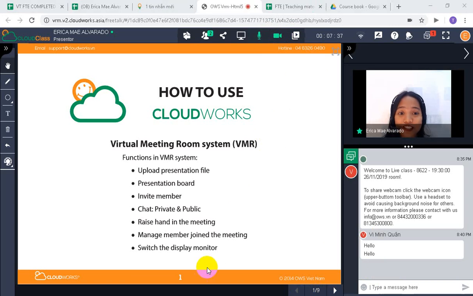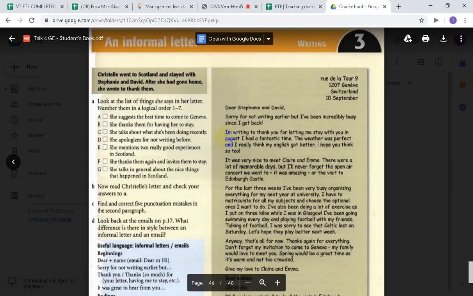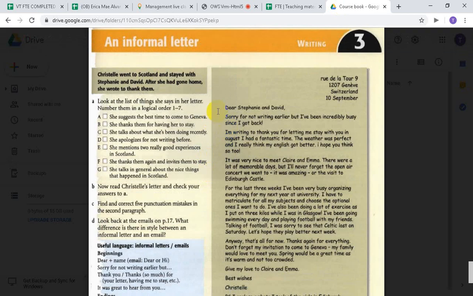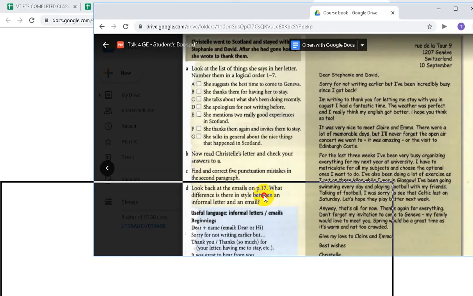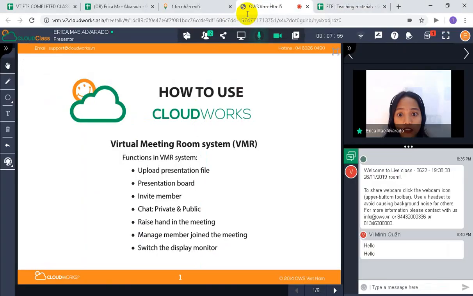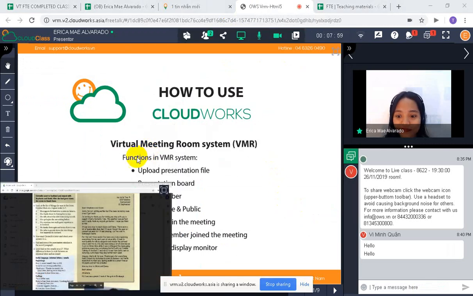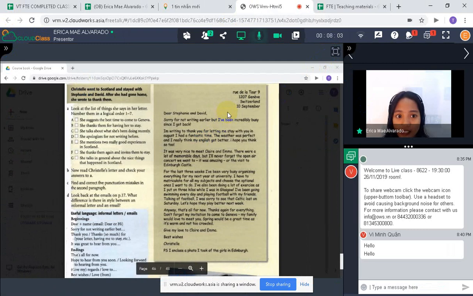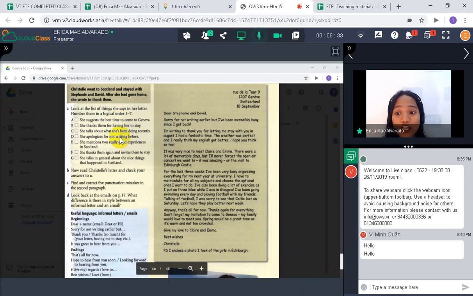Tonight our lesson is about the informal letter which you have read last night. Let me share it with you. What you're gonna do is arrange the order of what is stated in the letter that Christelle has written to Stephanie and David. Then you're gonna number that from 1 to 7. Let's start from letter A to G. That is what you are gonna number from 1 to 7. You can start now.